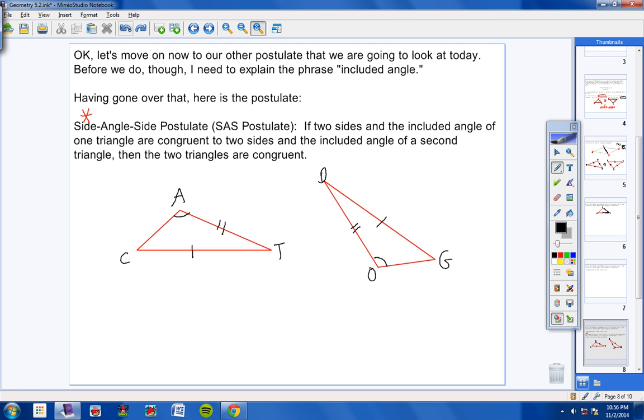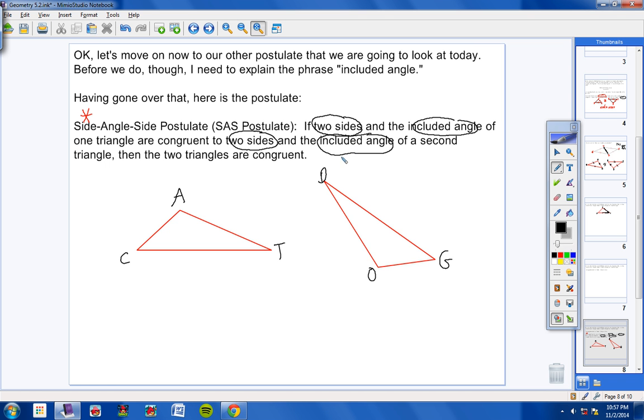So notice very carefully, it has to be, now watch this, students, it has to be two sides of one triangle congruent to two sides of another, and then the third part has to be an included angle. That means it has to be the angle between these two sides, okay? It has to be an included angle, all right?